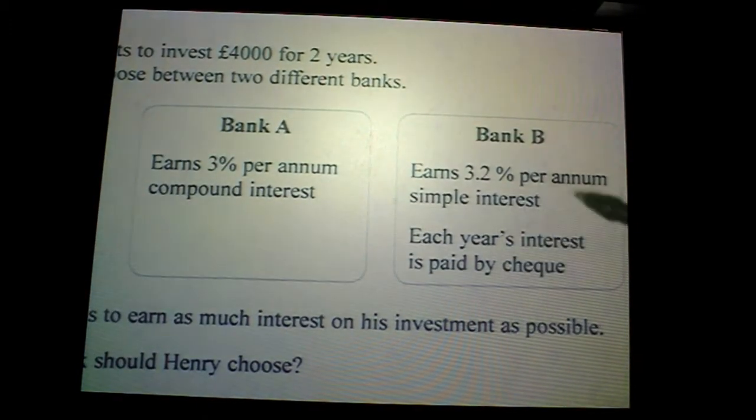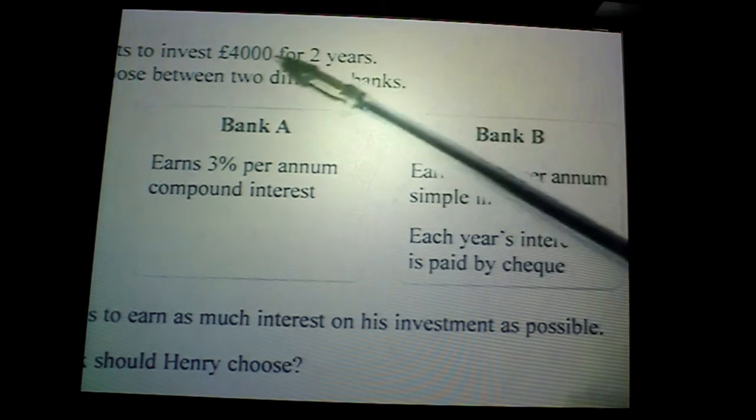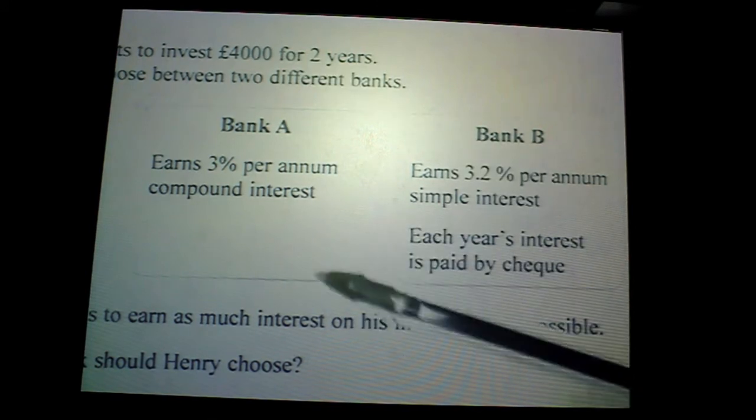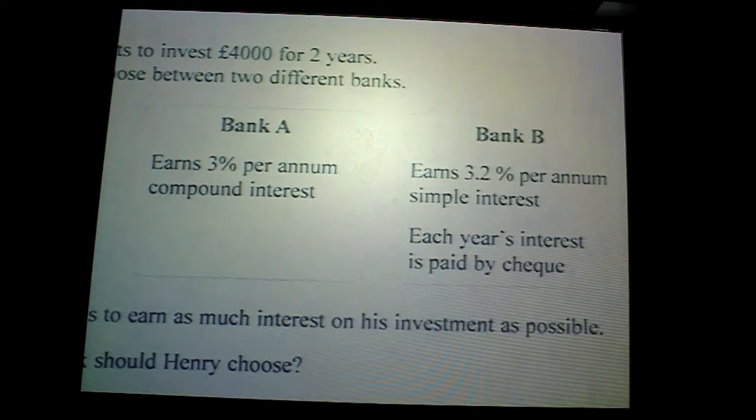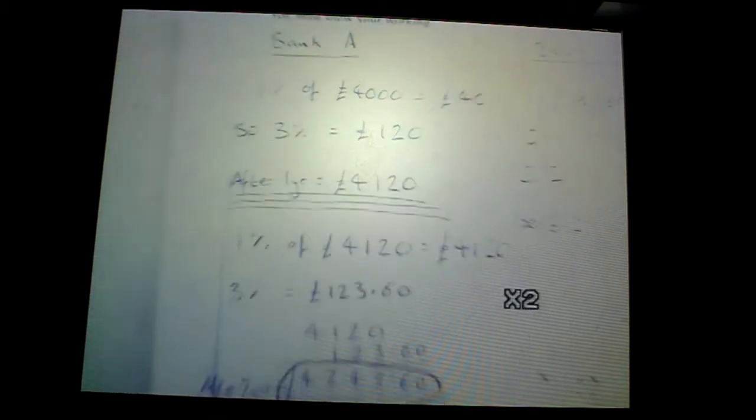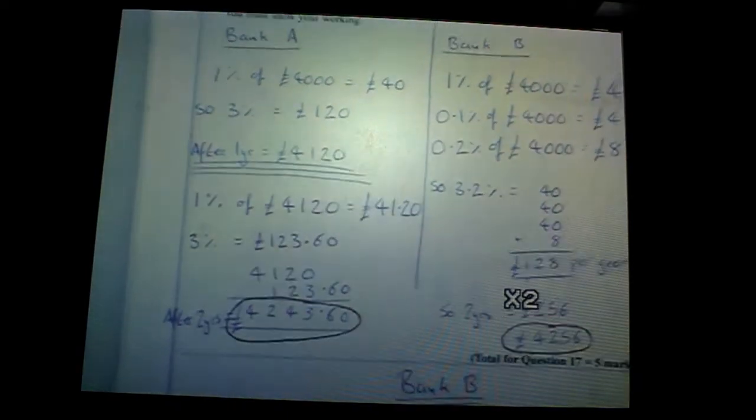First things first, simple interest is, well, obviously it's simpler, but if you earn 3.2% one year, they give that to you, and then you start from where you were originally. So in this case, you'd be starting from £4,000 again. Compound interest is when it keeps adding on and adding on over time. You need to be aware of that. So Bank A, here's my workings. I'll talk you through them. I won't go on for too long because its workings are there.